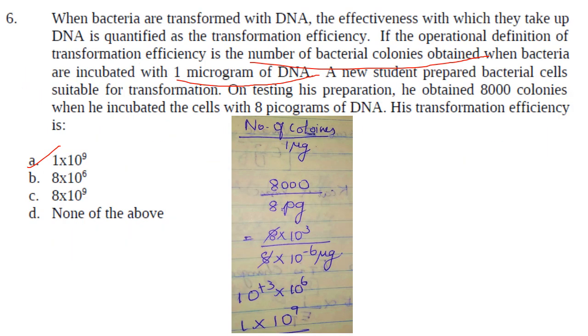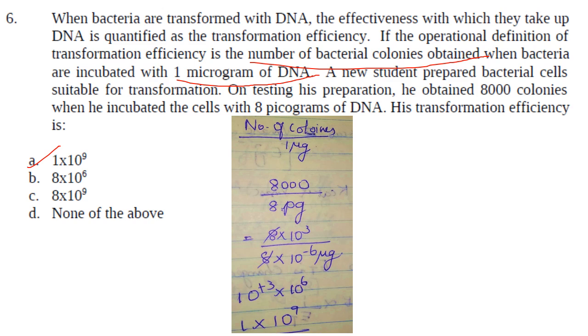When bacteria are transformed with DNA, the effectiveness with which they take up the DNA is quantified as the transformation efficiency. The operational definition of transformation efficiency is the number of bacterial colonies obtained when bacteria are incubated with 1 microgram of DNA. A new student prepared bacterial cells suitable for transformation. On testing his preparation, he obtained 8,000 colonies when he incubated the cells with 8 picograms of DNA. His transformation efficiency is? They have already mentioned the formula: the number of colonies obtained when incubated with 1 microgram of DNA.